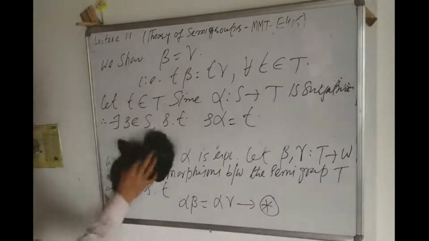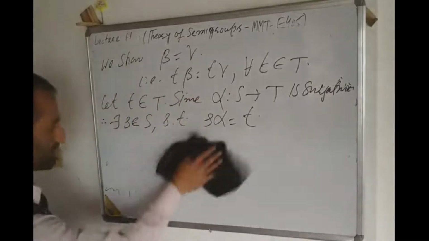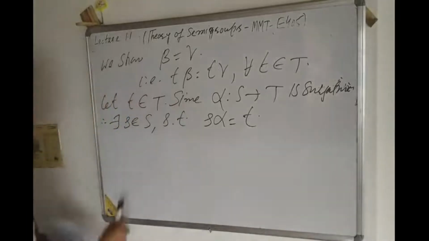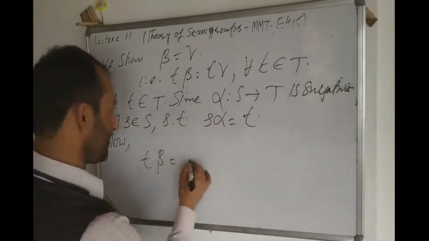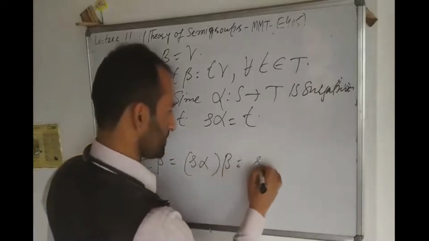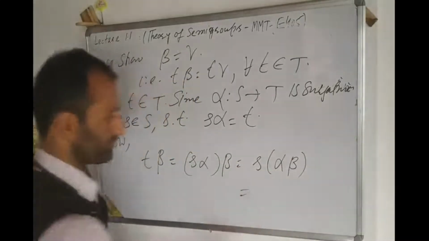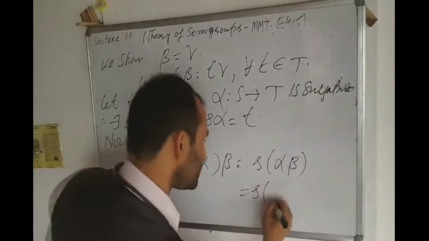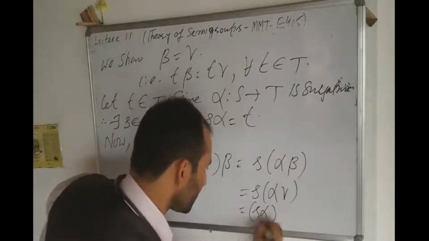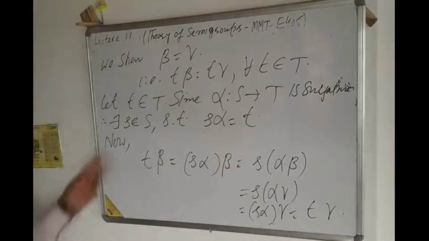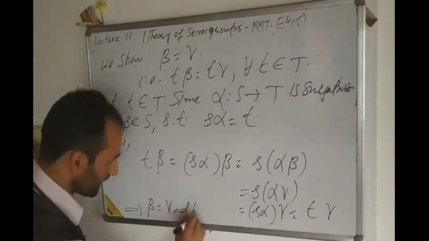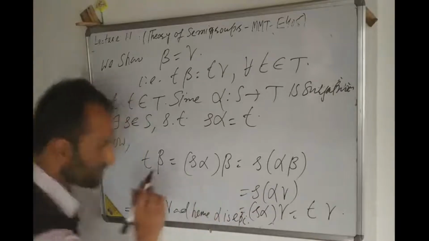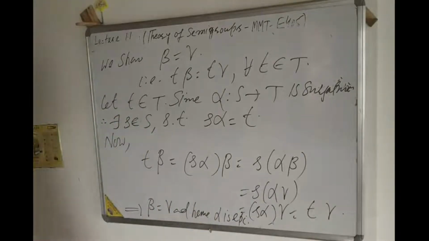Now we show that t beta is equal to t gamma. Now t beta is equal to, what's t? t is s alpha. So it's s alpha beta, that's equal to s of alpha beta. But we are given that alpha beta is same as alpha gamma. So it's s alpha gamma, which is equal to t gamma. So therefore t beta is equal to t gamma, which implies beta is equal to gamma, and hence alpha is an epimorphism. So this proves that in the category of semigroups, every surjective morphism is an epimorphism.